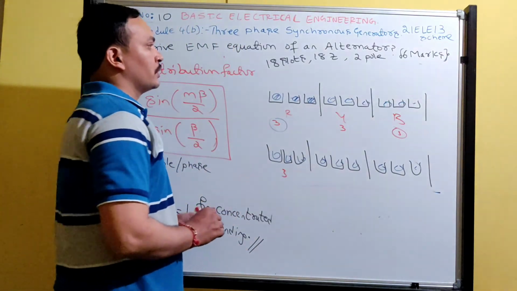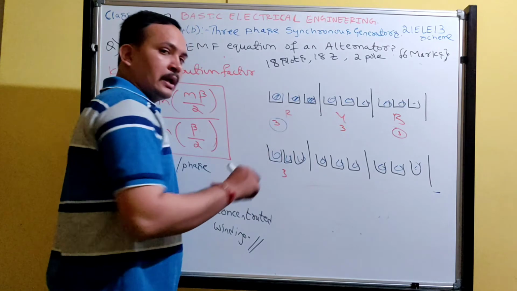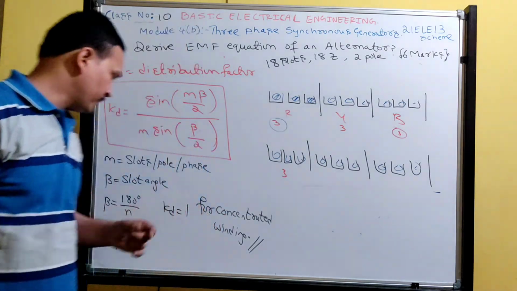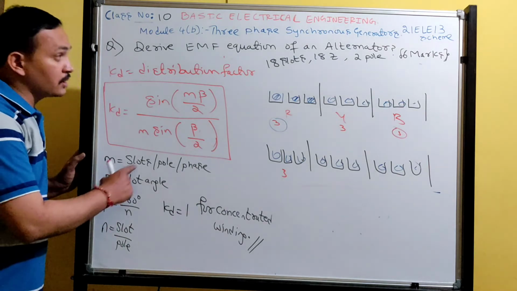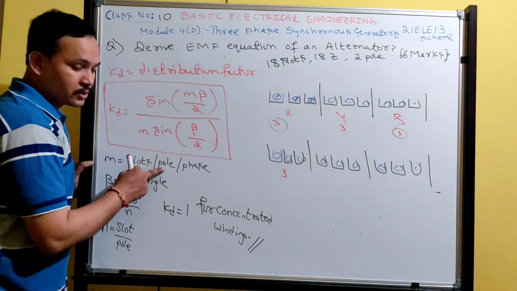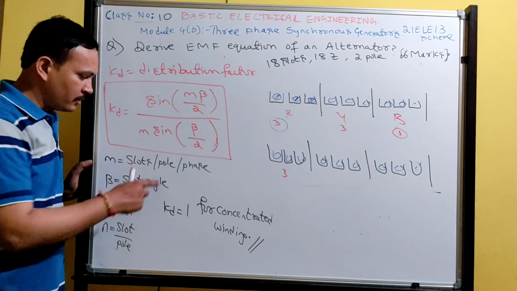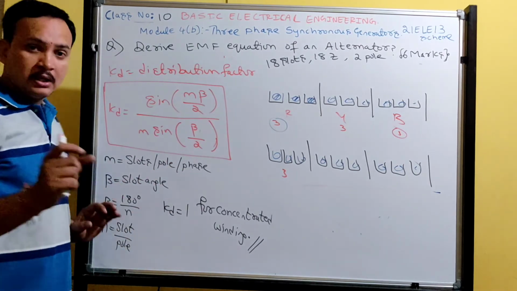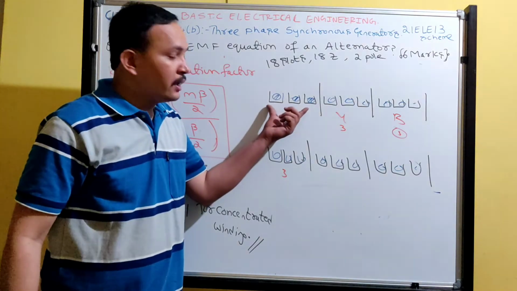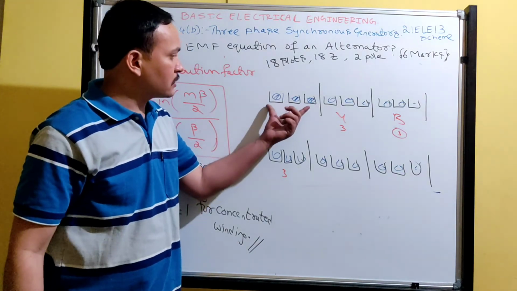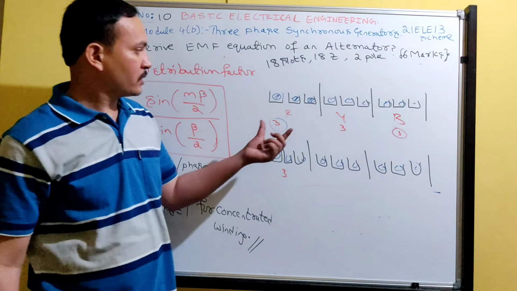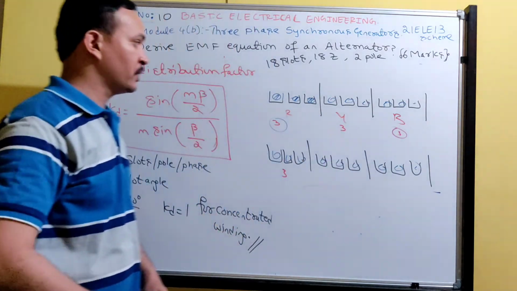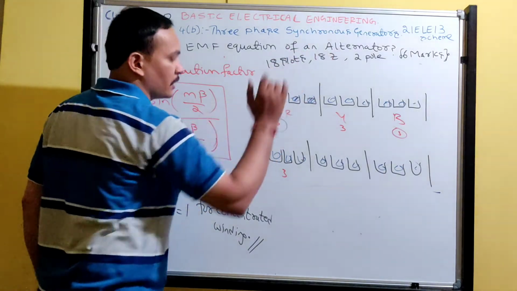Now in that 9 slots, how many slots per pole per phase? That is calculated by this. How many slots? 18 slots. How many poles? 2. 18 by 2, 9. 9 by 3 for a 3-phase machine, 9 by 3 is 3. It means in one phase we require 3 slots. So 3 slots come under each phase: R phase, Y phase, B phase. It is a 3-phase machine. So now there are 18 conductors.